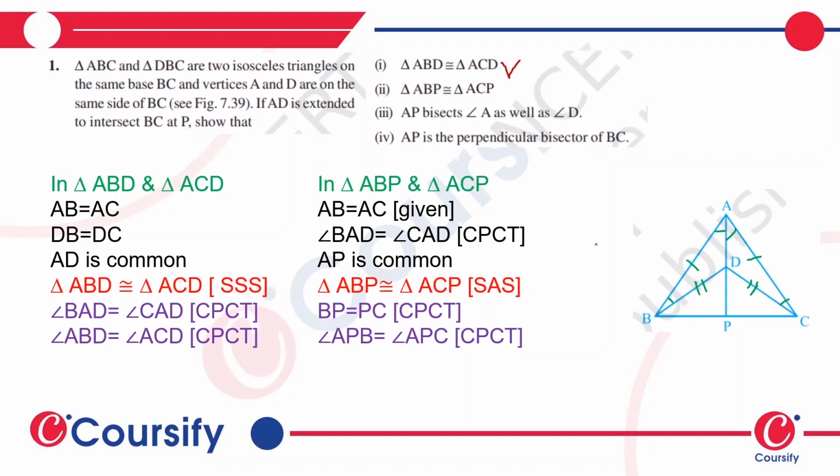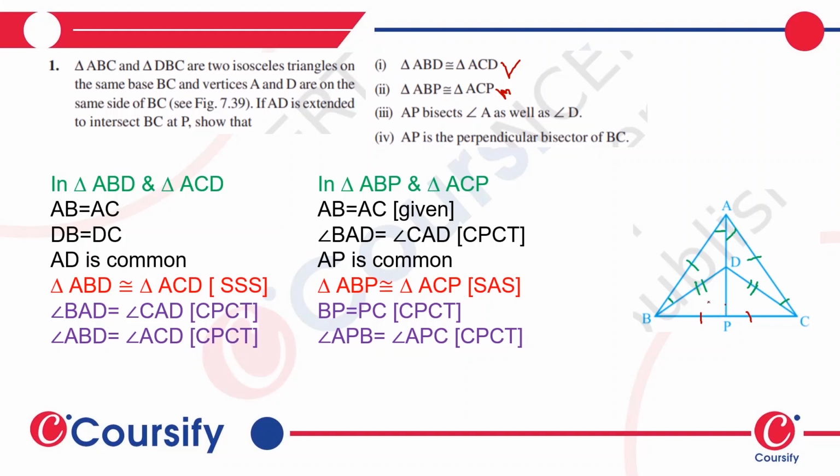So in triangles ABP and ACP, we have AP common, AB equals AC, and this angle equals this angle. So from the SAS rule, we get that ABP is congruent to ACP. This part is also done, and from CPCT we get that this line is equal to this line. We have proved that AP is a bisector but not yet perpendicular, and triangles APB and APC are equal.